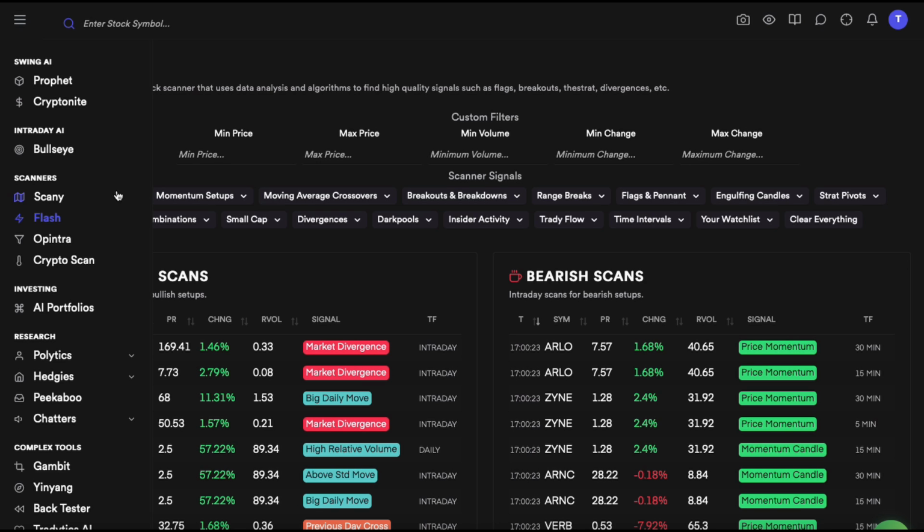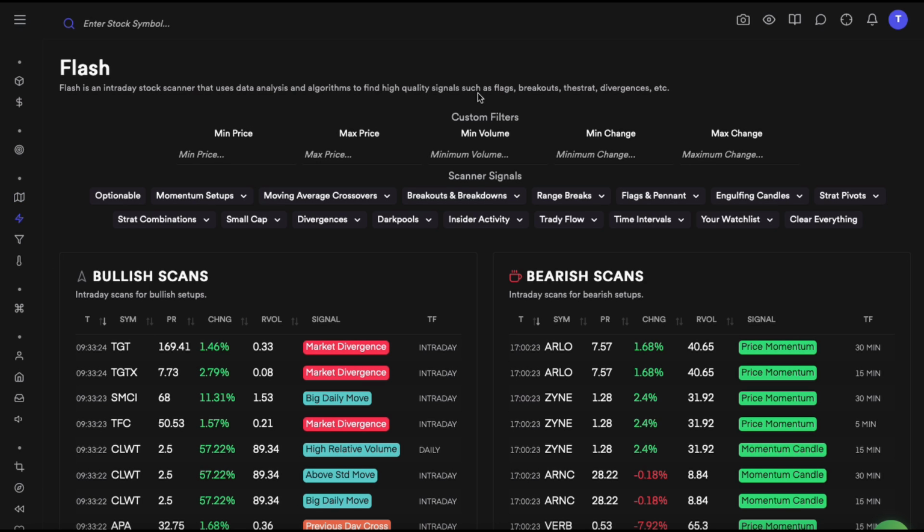But now Flash is our intraday scanner, which means it's live, it auto refreshes, and it updates every single minute as soon as the market starts. So if you are a day trader or if you're a scalper, then Flash is for you, not Scanny. And Flash is a little bit more involved than Scanny. Scanny was much simpler. Everything was well explained, but Flash has slight complexities that I want to talk about in this video.